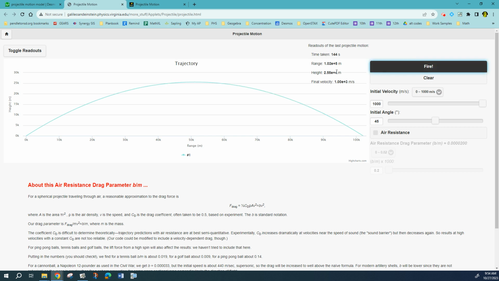And we're going out there pretty far, about 10,000 meters. If I go with air resistance, look at that. Okay, that's what I wanted to show you. That's quite a difference, right?